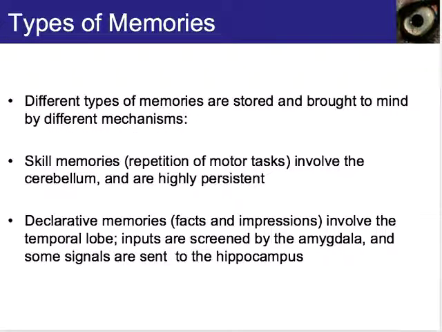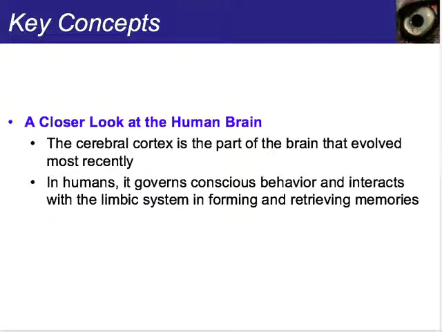Different types of memories are stored and brought to mind by different mechanisms. You have two different types of memories. You have skill memories, that's repetition of motor tasks. That would be like learning how to walk, eating, learning how to swim. You say you never forget how to ride a bicycle. That would be a skill memory. A declarative memory is facts and impressions, and that involves the temporal lobe. That would be remembering your birth date, your phone number, a birthday that you had, a funeral. That would be a declarative memory. So the cerebral cortex is the part of the brain that evolved most recently. In humans, it governs conscious behavior and interacts with the limbic system in forming and retrieving memories.